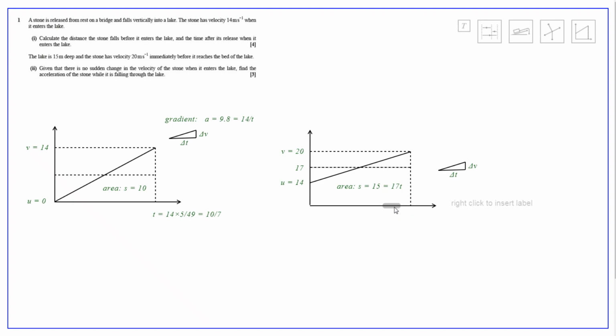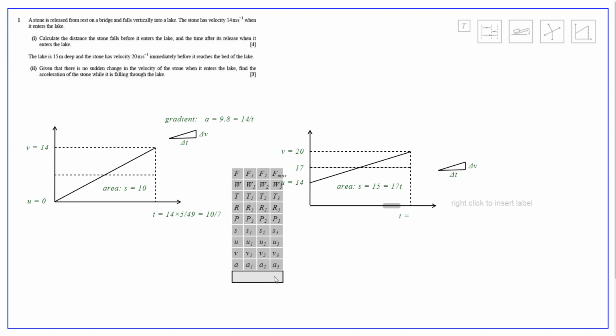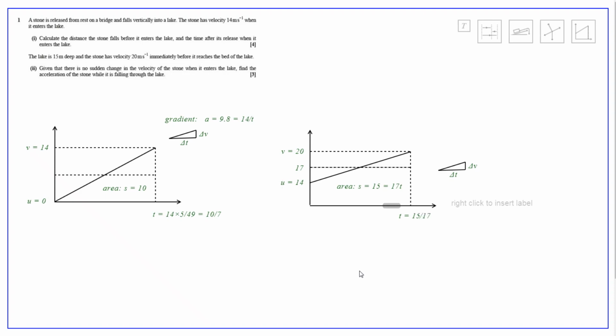And then the acceleration, which is what they want, is the velocity increase of 6 divided by the time taken for that increase. So 6 over 15 seventeenths, or 6 times 17 fifteenths, which is going to cancel down to 2 fifths of 17, or 4 tenths of 17, or a tenth of 68. And we're done.